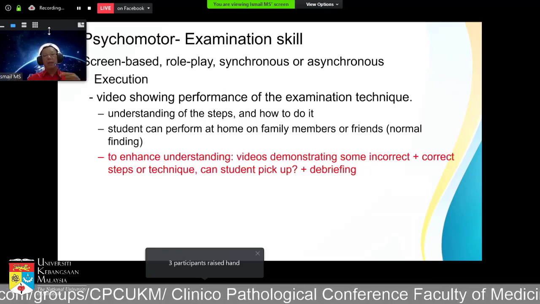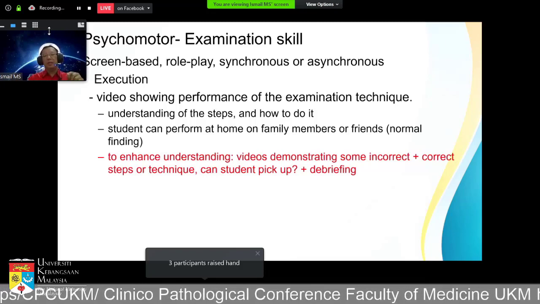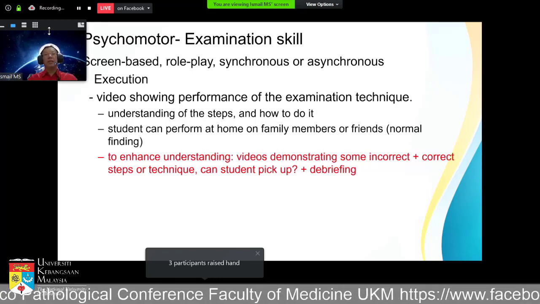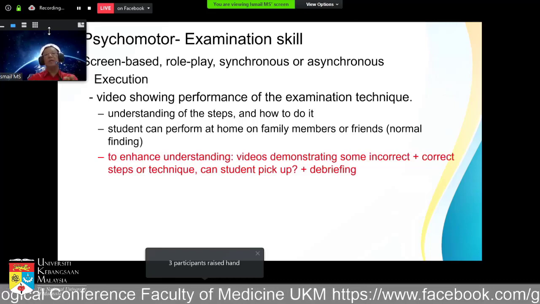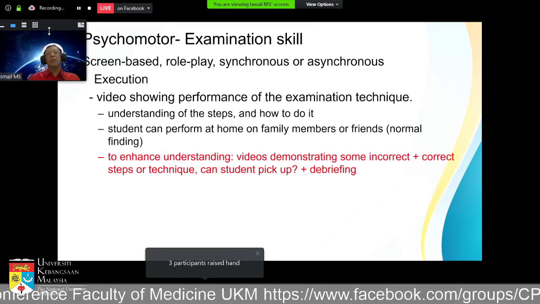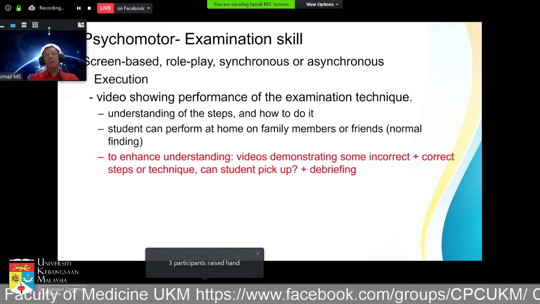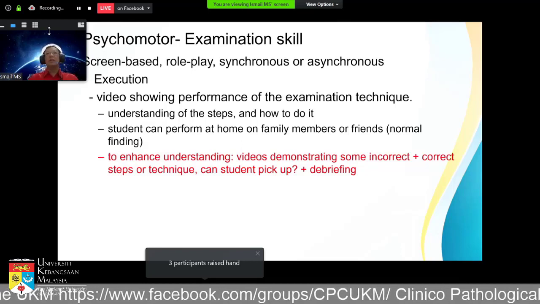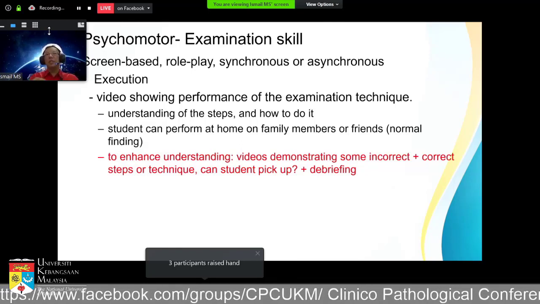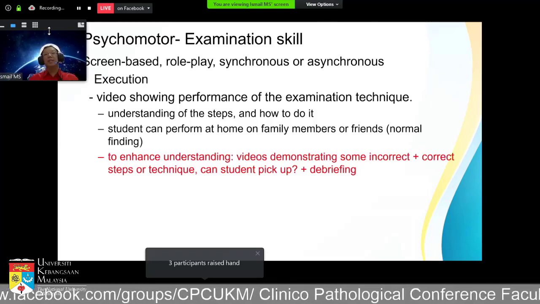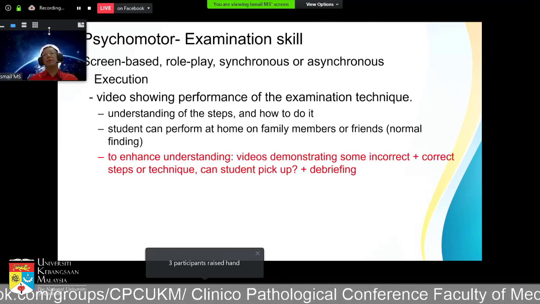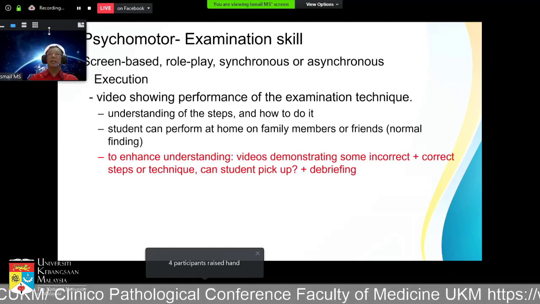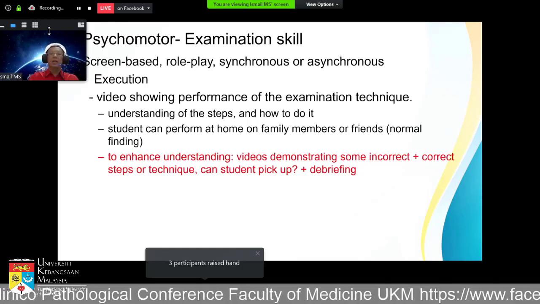Now, however, to enhance this thing, this is another technique that I would like to propose: we do what we call a video demonstration of the examinations with some correct and some incorrect steps of the technique. We can have like 3 or 4 or even 10 videos. And when the students see the videos, can they pick up which one is the wrong thing? So that is not only for them to memorize, but they're able to know which is the correct technique for them to perform. And that will come up with a debriefing at the end of those things. So that will enhance the student from just doing to memorize. They would know the understanding why they have to do a certain examination, and what they're supposed to do.